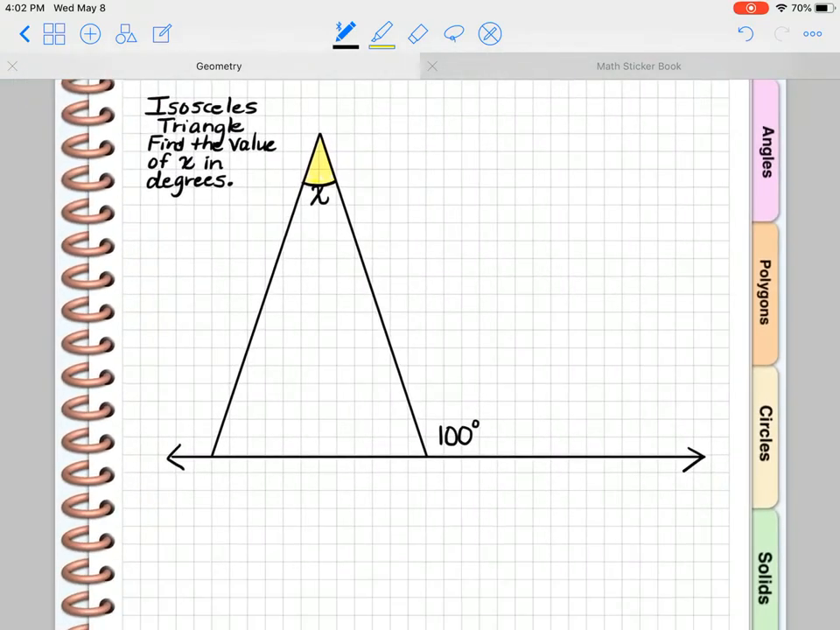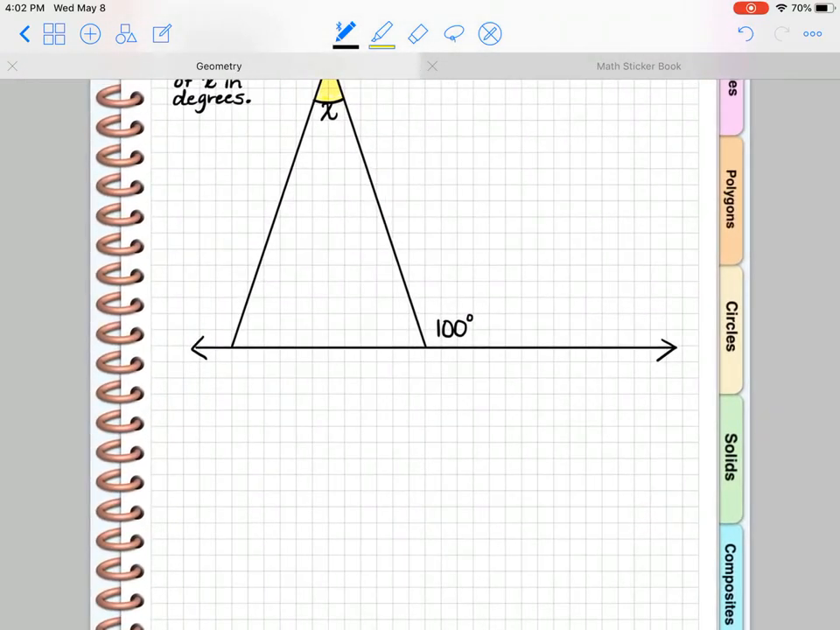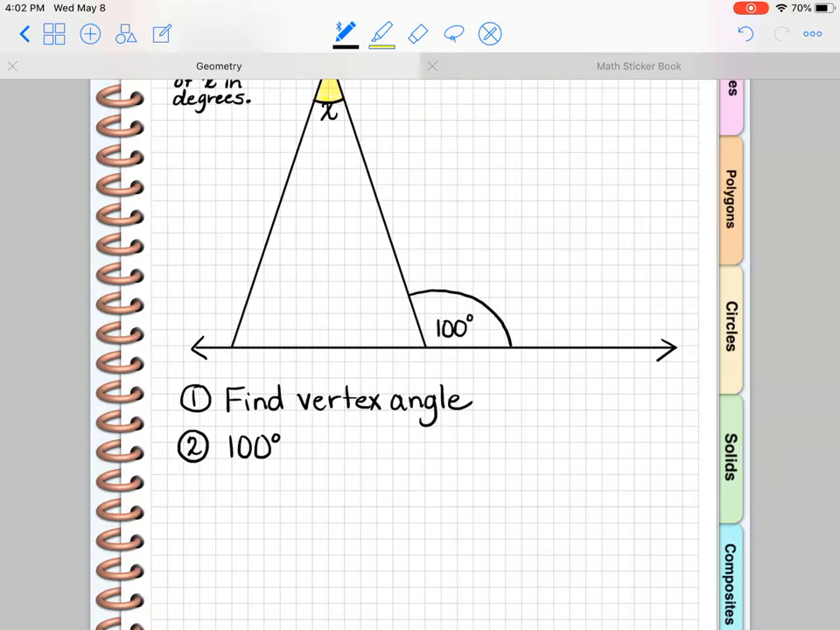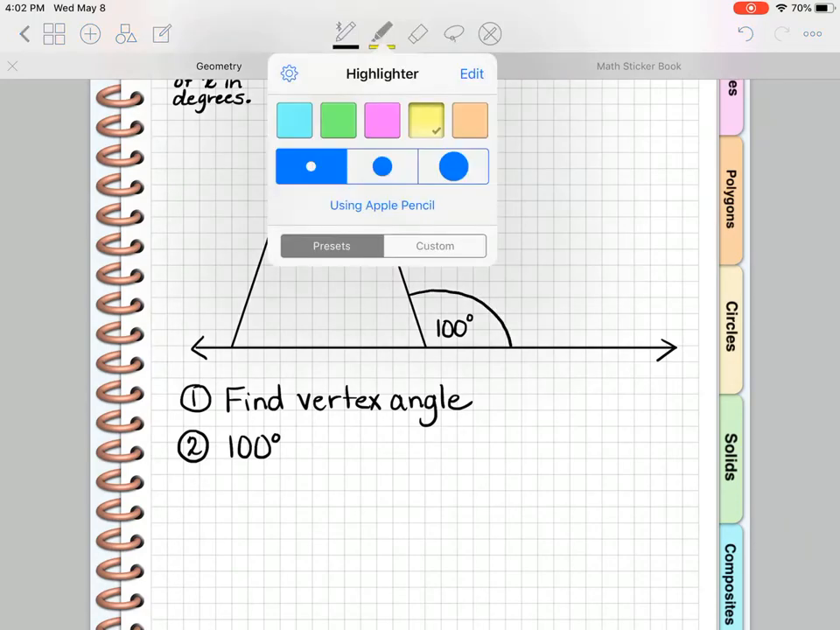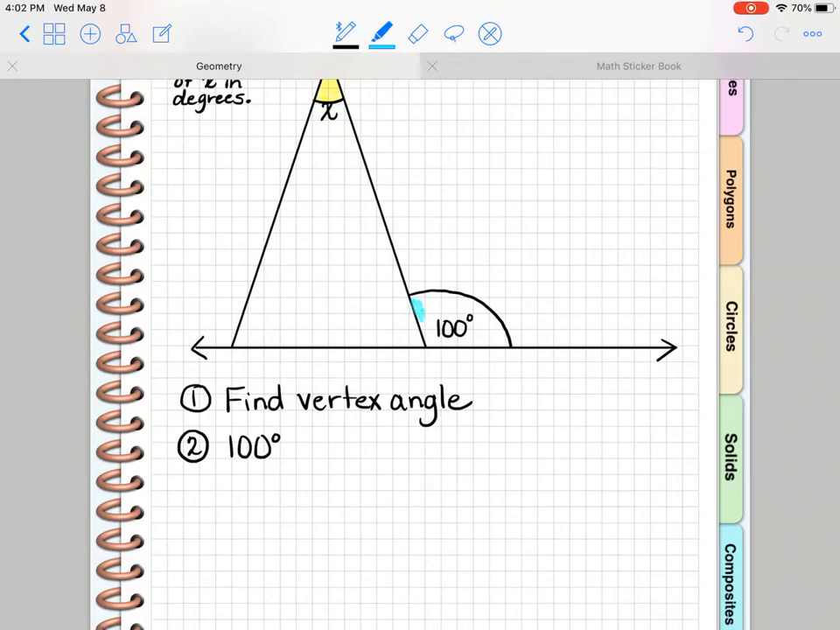So let's study out what we know. Let me do it this way first. What are we trying to find? We are trying to find the vertex angle. Okay. So what do we know? We know the 100 degrees is sitting right here. Okay, so let me go ahead and color that maybe with blue, because I'm hoping to jog your memory here.